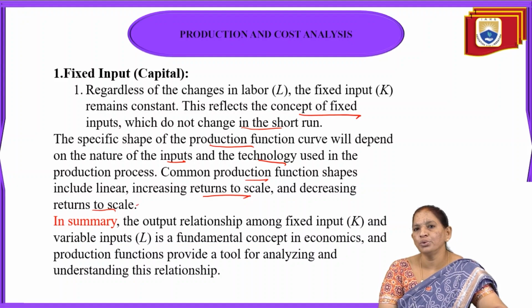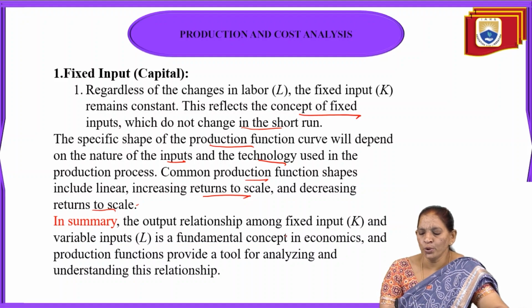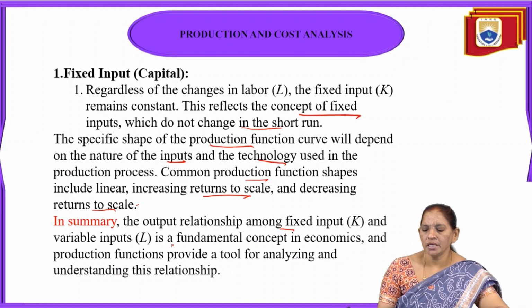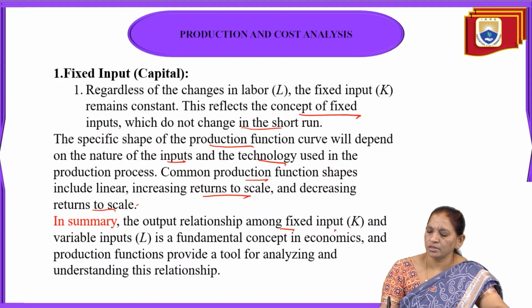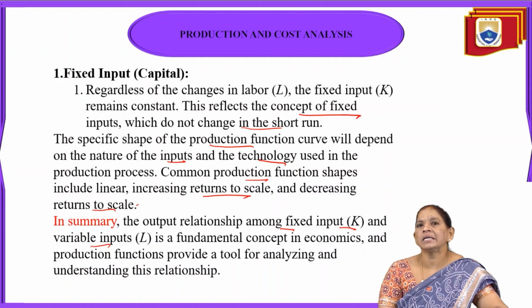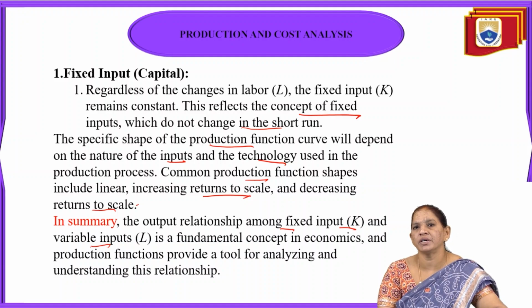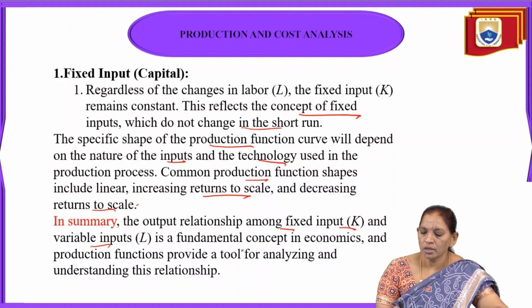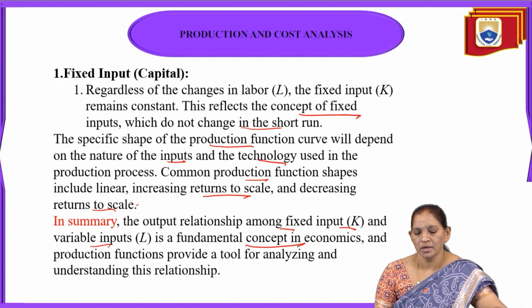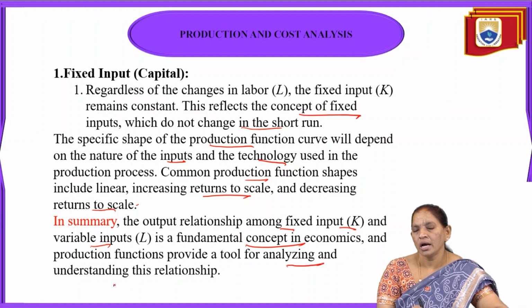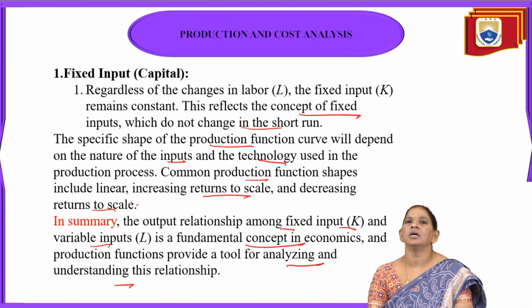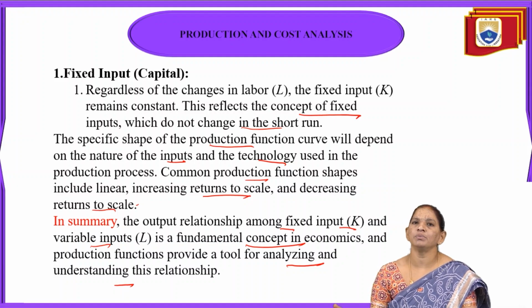So finally, concluding, we can say that there is an output relationship, means compulsorily a positive relationship, among the fixed inputs like capital and variable inputs like labor in the case of short run and long run production functions, like the law of variable proportions and the law of returns to scale, which are fundamental concepts in economics. These production functions provide a tool for analyzing and understanding the relationship between fixed and variable inputs in production.